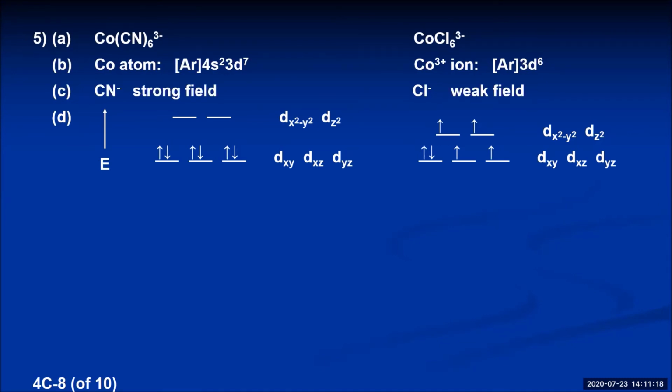E says identify each as para or diamagnetic. The first one has no unpaired electrons, so that means it's diamagnetic. The second one has 4 unpaired electrons, that means it'll be paramagnetic. F, identify the complex that produces a red solution and the complex that produces a blue solution.